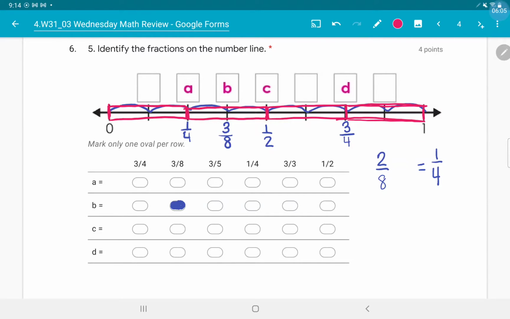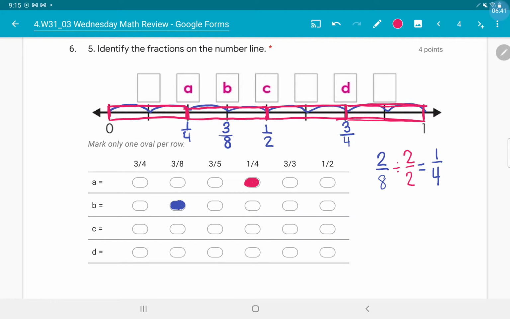Okay, so if I wanted to prove mathematically that 2/8 was equal to 1/4, what could I divide 2/8 by to get 1/4? Amy? 2 halves. 2 divided by 2 gets me 1. And for my denominator, 8 divided by 2 is 4. Alright, so A was 1/4.